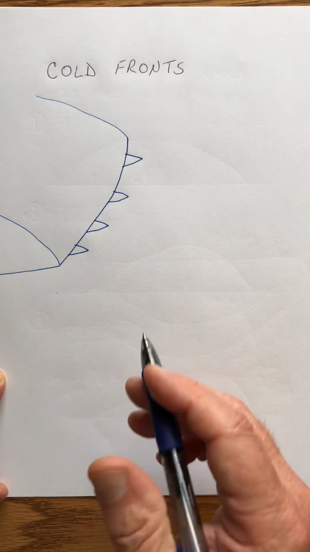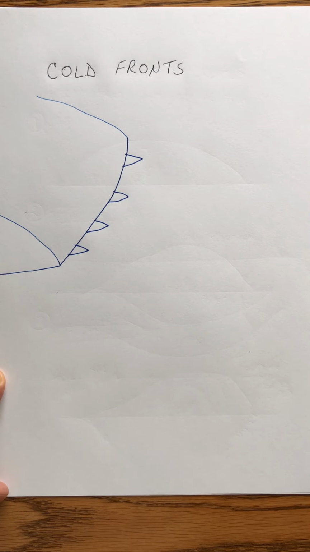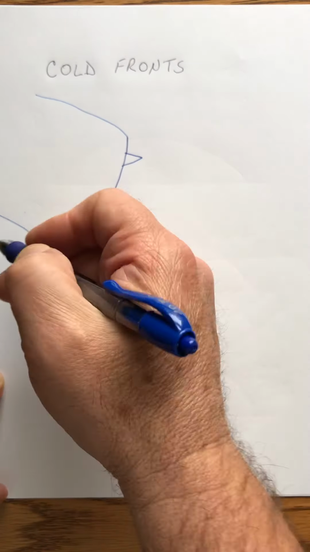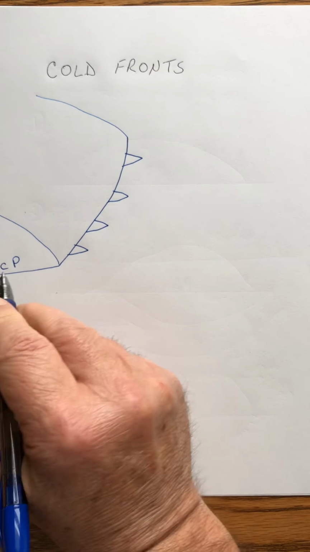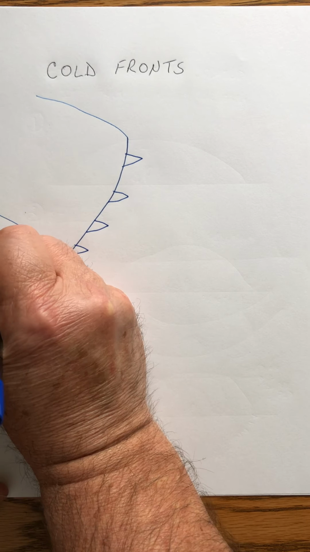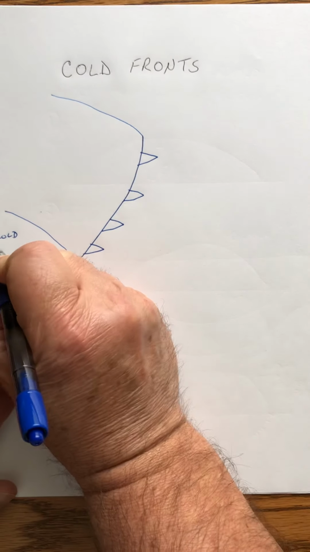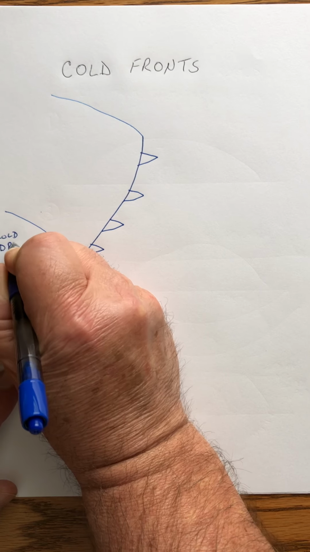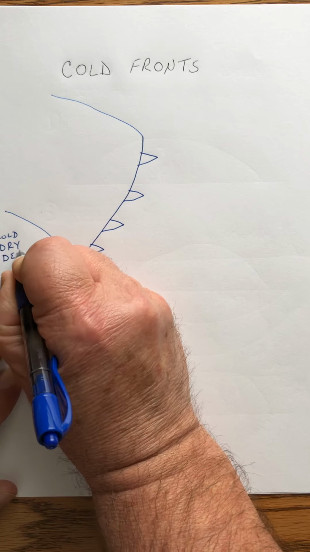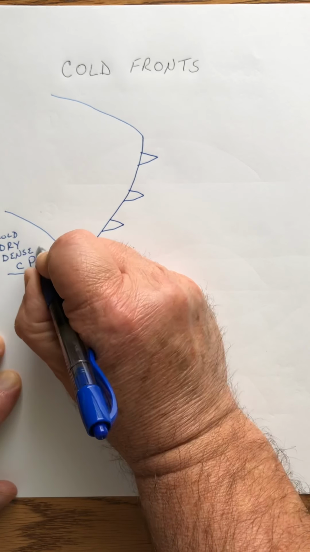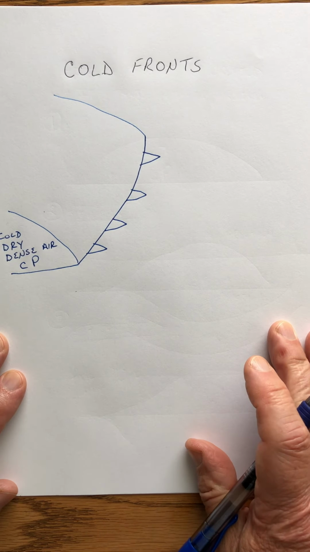Here we have a cold front that's moving from the left to the right. Now the air behind the cold front is going to be our continental polar air. It's polar, so it's going to be cold. It is continental, so it's going to be dry. So we got a cold, dry air mass, and that's going to make this air dense. So the air behind the cold front is going to be a dense air mass.